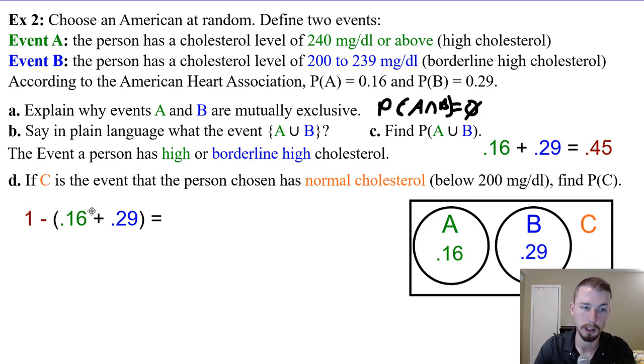That's pretty sad. All right, if C is the event that the person chosen has normal cholesterol, which is below 200, then find the probability of C. So if 45% have high or borderline high, then the complement of that, 1 minus the sum of those two, will give us 55%, which is what we had left over. So 55% of Americans have a normal cholesterol level.